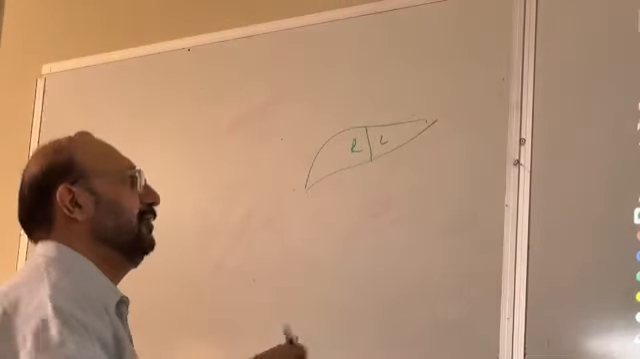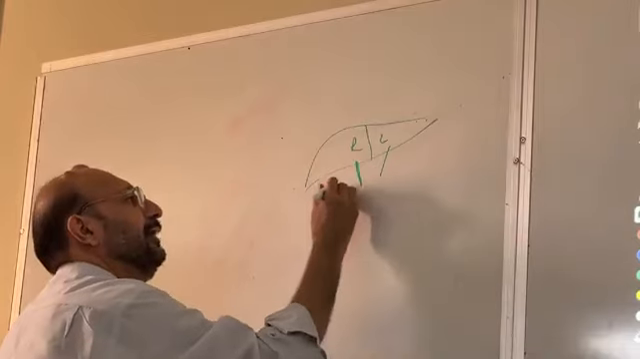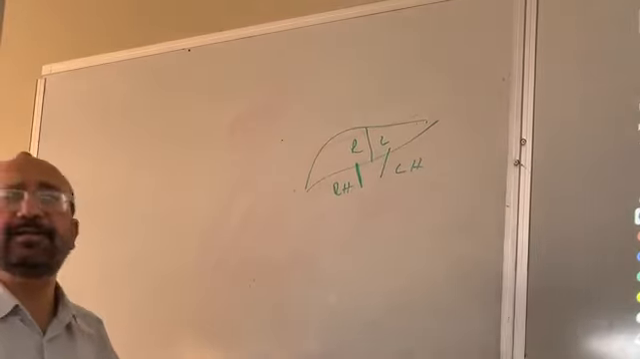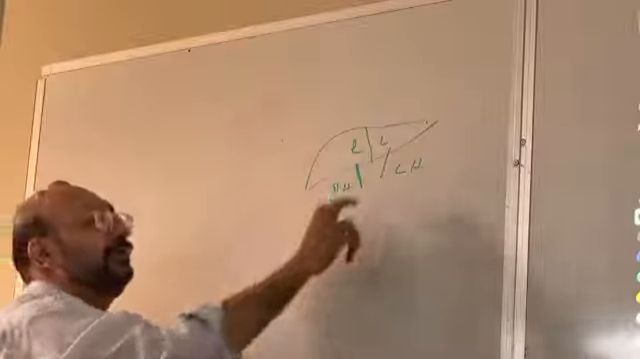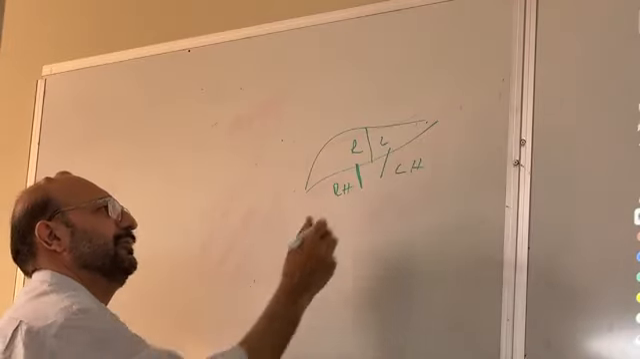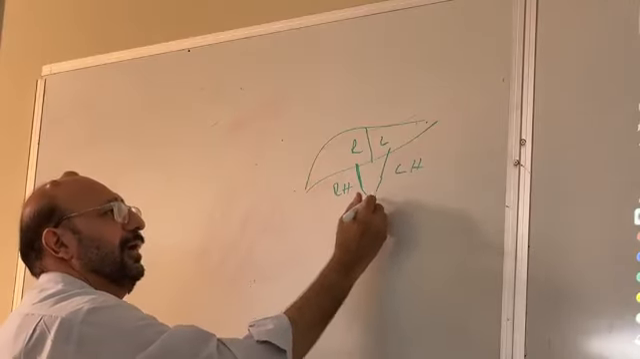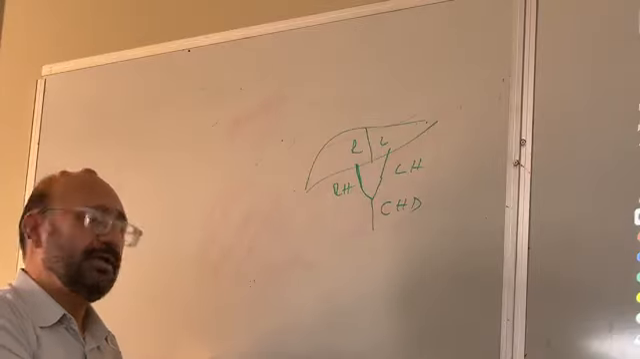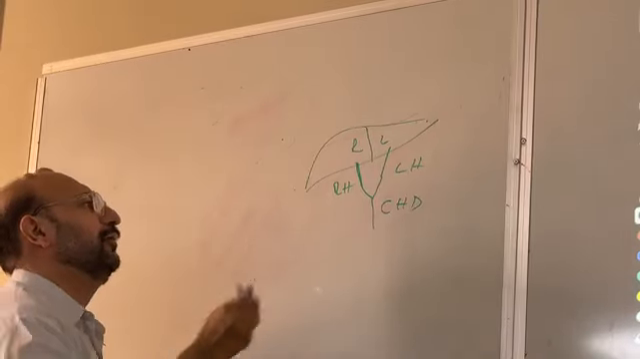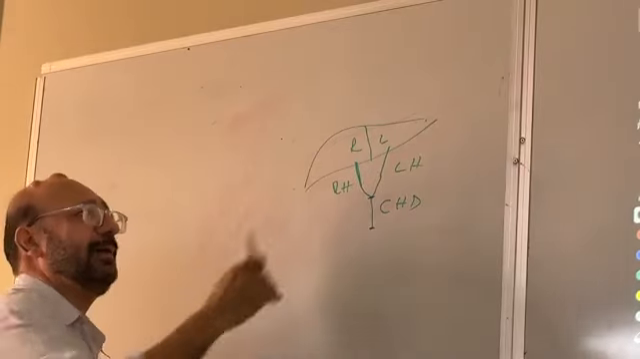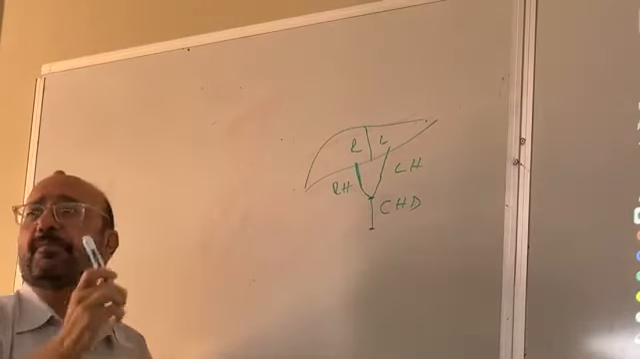These biliary channels will make two big ducts, one here, one here: right hepatic, left hepatic. This is the first drainage from the liver. Both of them unite here and make one duct, the common hepatic duct. So right hepatic and left hepatic combine to form the common hepatic duct.